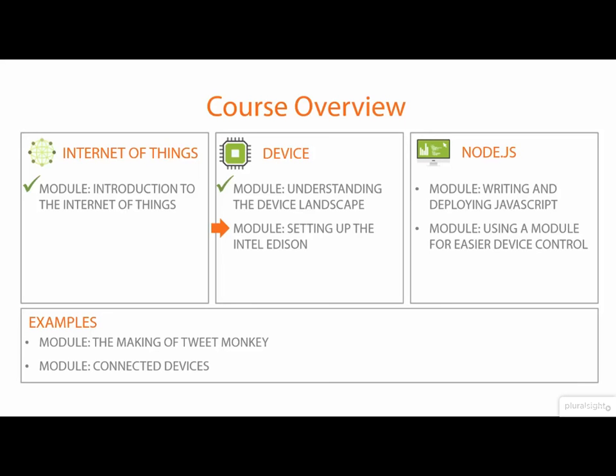Okay, now you understand where we're at with the Internet of Things. You have a solid understanding of the devices that are available to you for IoT projects, and you can completely set up an Intel Edison from scratch and even write some basic software for it. Next, let's look more in depth at writing software. In the next module, we're going to start playing with Node.js and writing IoT apps.